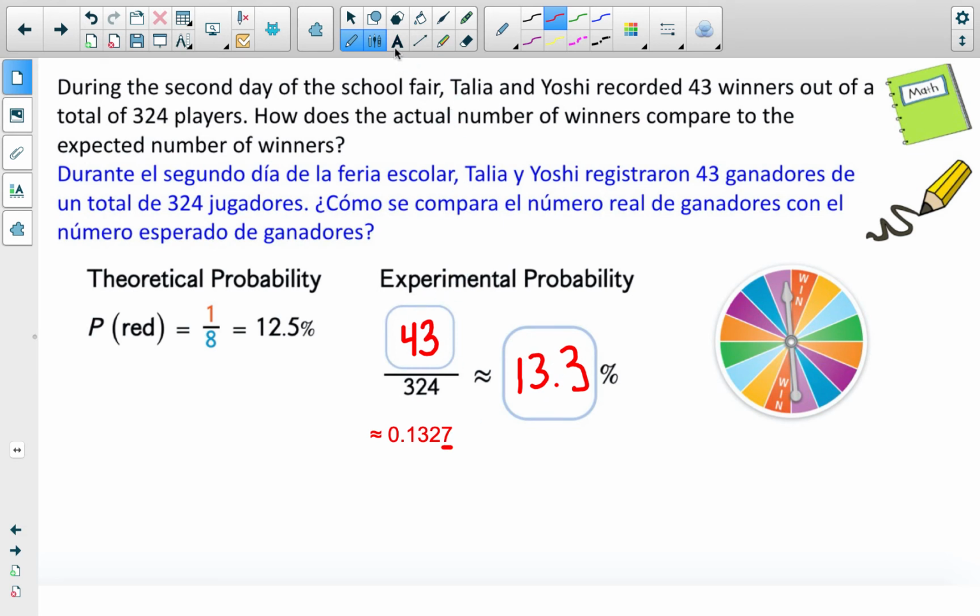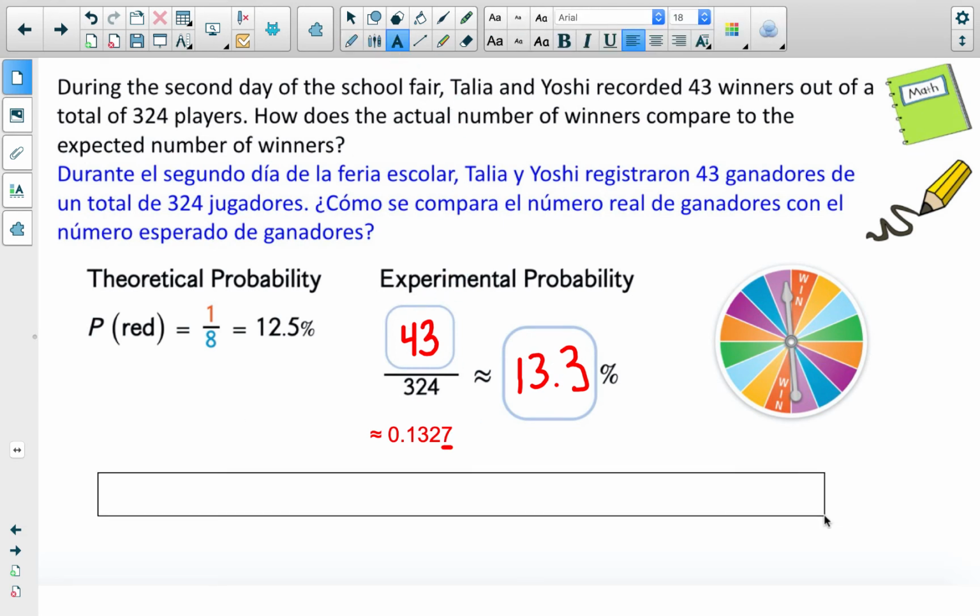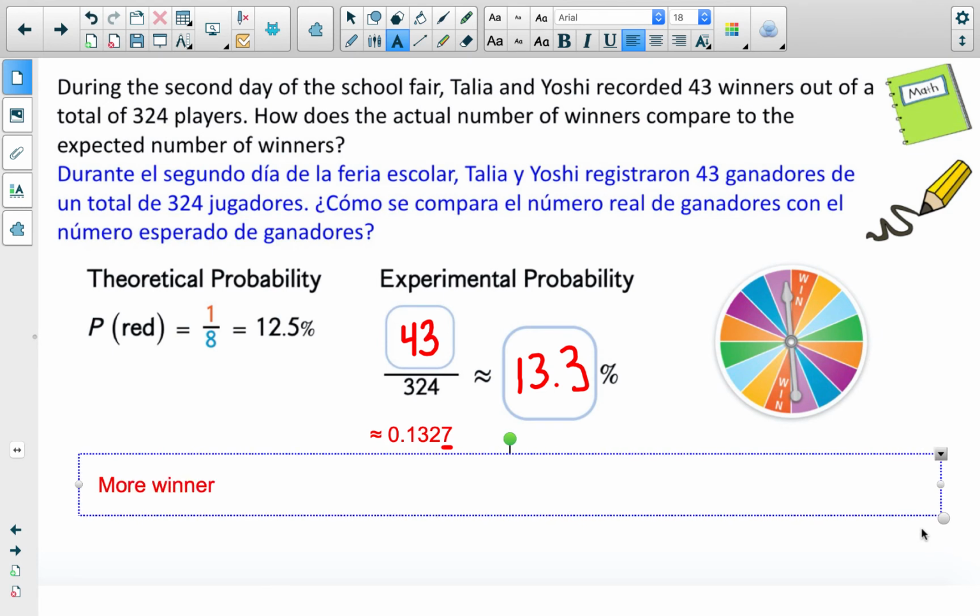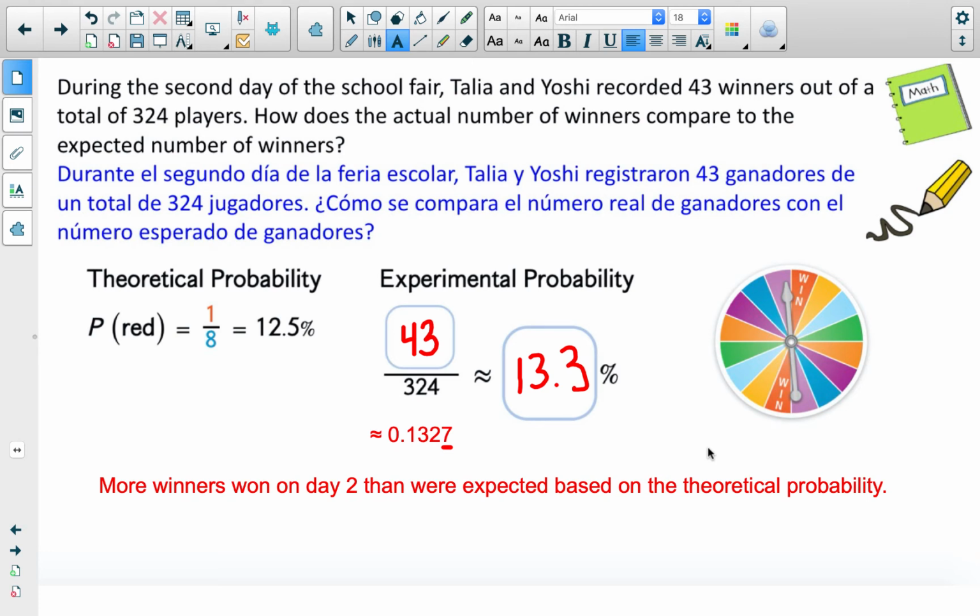So how does the actual number of winners compare to the expected number of winners? More winners won on day 2 than were expected based on the theoretical probability. That does not mean there was any form of cheating in the game. Because more people won doesn't mean it was rigged. Theoretical probability is simply an estimate of what should, quote unquote, happen based on what's there. Experimental probability is what actually ends up happening. Okay?